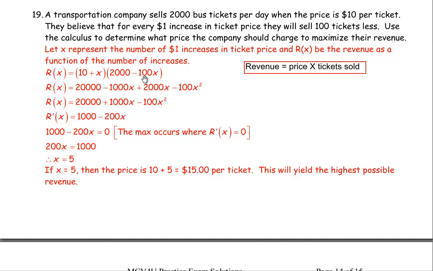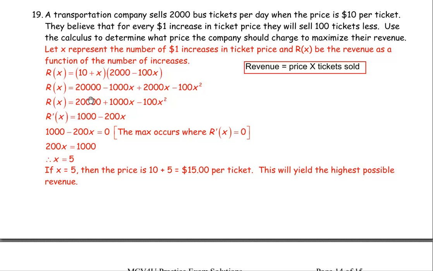And so I would expand this out. Now the maximum occurs where the derivative is 0. So I expand this out. 10 times 2,000 is 20,000. 10 times negative 100x is negative 1,000x. This will give you 2,000x and negative 100x squared. Add the like terms, and that's what we have for the revenue function.